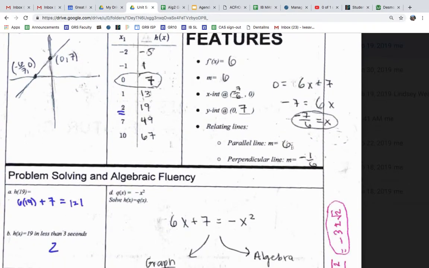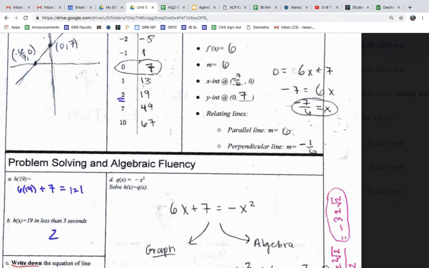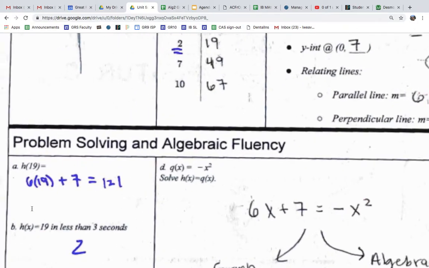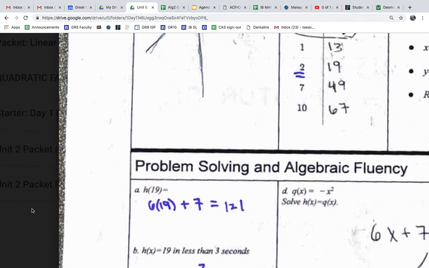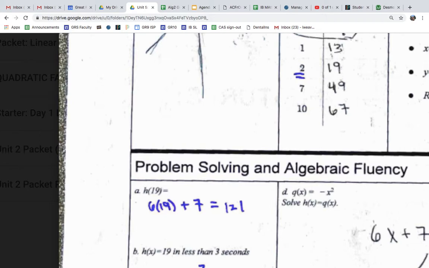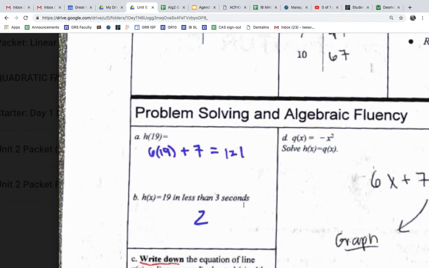My parallel line would have the same slope, and then my perpendicular would have the negative flipped fraction, the negative reciprocal, so that would be negative 1 over 6. Going down here, h of 19, that's giving me the x value. So 6 times 19 is almost the same as 6 times 20, which is 120, but it's 6 less. So that's 114. 114 plus 7 is 121.